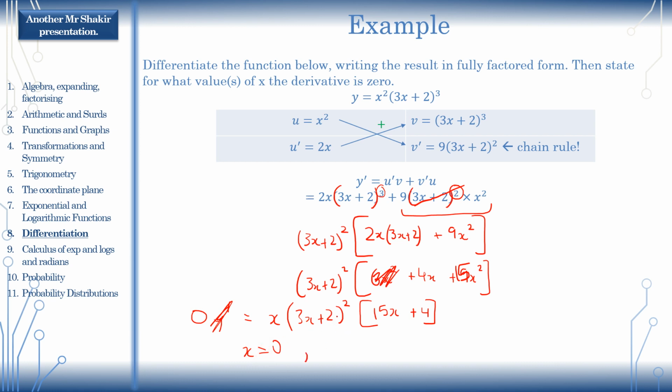3x plus 2 has to equal 0, so 3x equals negative 2. And I'm being very messy here. So x equals negative 2 on 3. That's the second solution. And we have a final solution. 15x plus 4 equals 0. 15x equals negative 4. x equals negative 4 over 15. And that's our third solution.